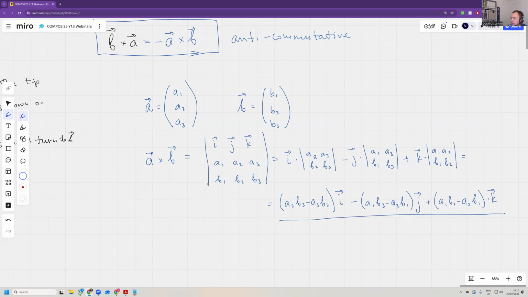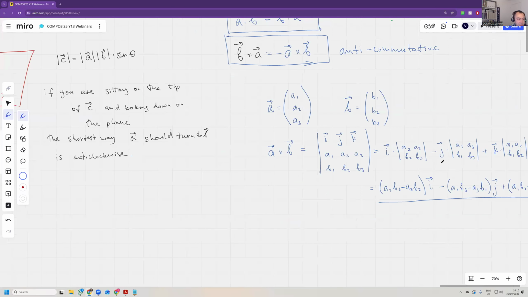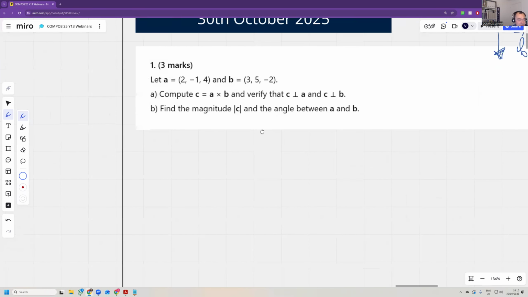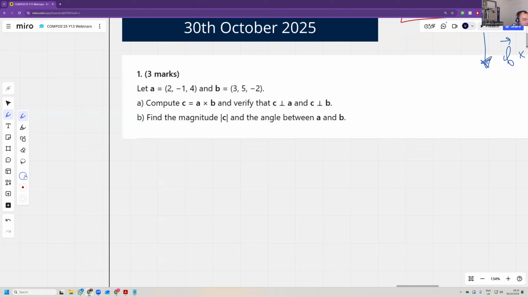It looks complicated, actually, it definitely isn't, as we will see in a minute. Okay, so we have two vectors A and B, and we need to compute the vector C, which is A times B. These are obviously vectors, so let's do that. C equals A times B is the determinant of I, J, K.